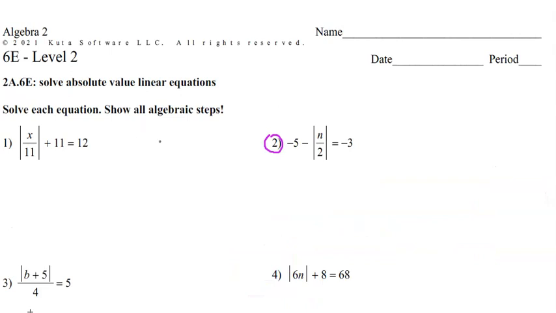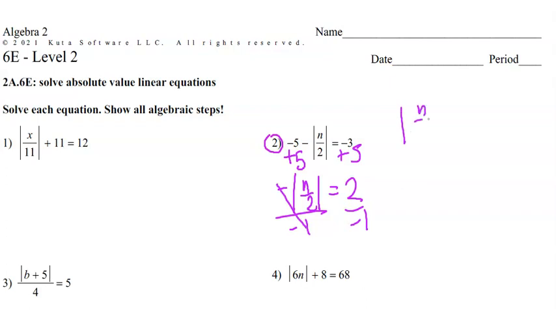Let's look at the 6E Level 2 worksheet. Number 2. -5 minus absolute value of n divided by 2 equals -3. First thing you want to do is isolate that absolute value. To do that, add 5 to each side. So then we have negative absolute value of n over 2 equals 2. Divide each side by -1. So we have the absolute value of n over 2 equals -2.